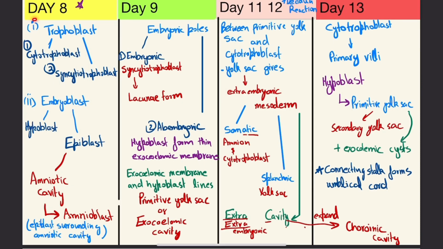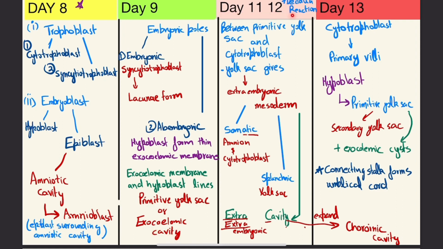Next, this one is important. At day 8, the trophoblast divides into cytotrophoblast and syncytiotrophoblast. The embryoblast divides into epiblast, which develops the amniotic cavity in it, and the amnioblasts are epiblasts that surround the amniotic cavity. At day 9, two embryonic poles occur. At the embryonic pole, we have syncytiotrophoblast. At the abembryonic pole, hypoblast forms a thin exocoelomic membrane. The exocoelomic membrane and hypoblast line the primitive yolk sac or exocoelomic cavity.